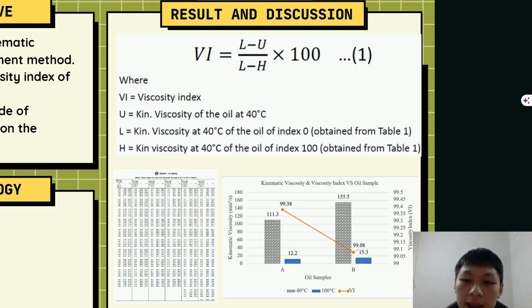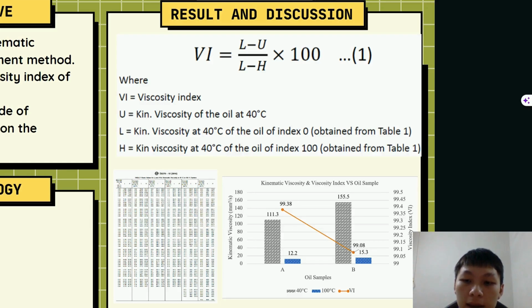First, we put the data from the experiment, which is the kinematic viscosity at 40 degrees Celsius, into the viscosity index equation, and use the kinematic viscosity at 100 degrees Celsius to find the values of L and H from Table 1 to calculate the oil's viscosity index.